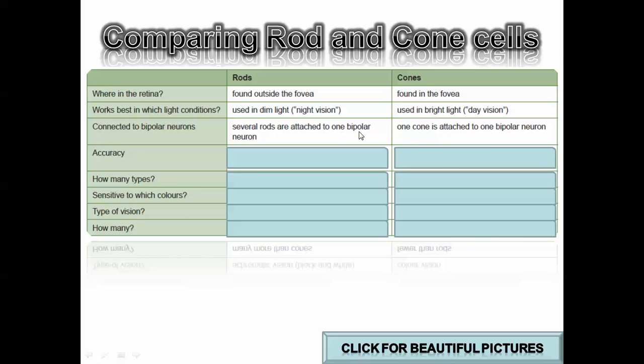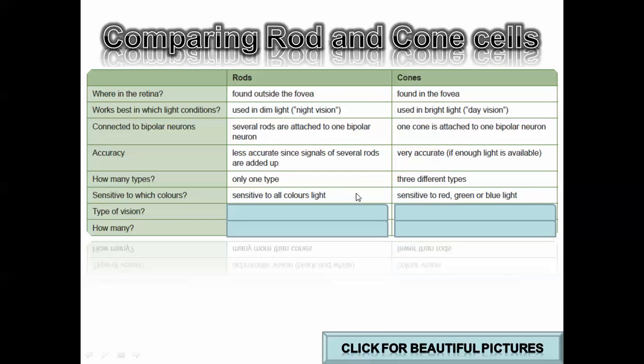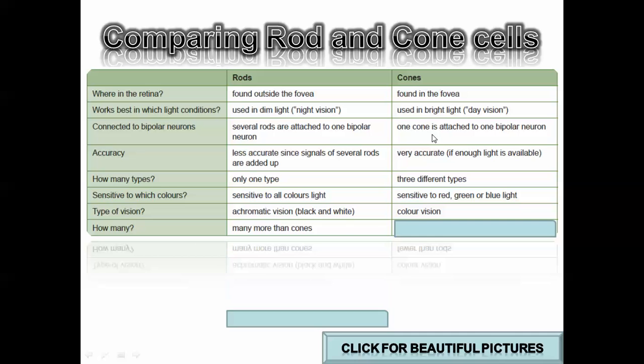Several rods are attached to one bipolar neuron, whereas cones have individual bipolar neurons per cone. The accuracy is less because of this several being attached to one bipolar neuron as opposed to cones. How many types? There's only one type of rod. There are 3 types of cones, and the cones are sensitive to red, green, or blue. Rods are sensitive to all colors at less, what am I trying to say? Sensitivity, I guess. Type of vision: black and white with rods versus color vision with cones, and many more rods exist than cones actually.